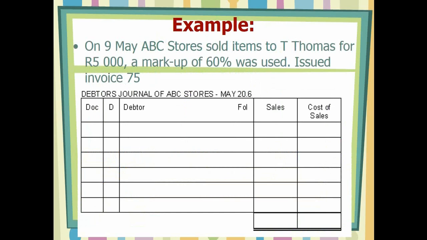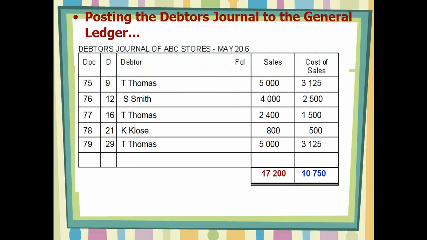So, let's look at an example. On the 9th of May, ABC Stores sold items to T. Thomas for 5,000 Rand. A markup of 60% was used, and we issued invoice number 75. So my document number is 75, the day is the 9th, the debtor's name is T. Thomas, and he bought for 5,000 Rand from us, and our cost of sales figure amounts to 3,125. So, at the end of the month, when we've entered all of our debtors who have bought from us, we've got a total in our sales column and a total in our cost of sales column.